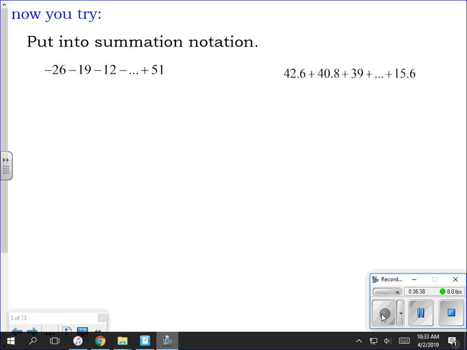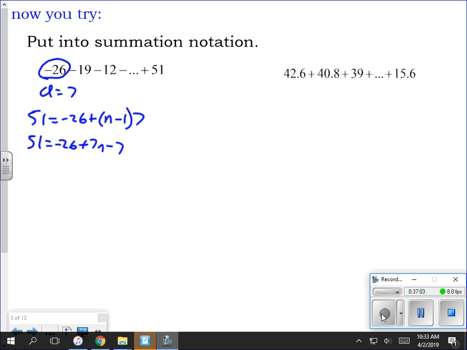So in this one here, once again, our first number is negative 26. Our D is 7, because we're going up by 7 each time. We do have to figure out N. 51 equals negative 26 plus n minus 1 times 7. So 51 equals negative 26 plus 7n minus 7. So let's see, 51 plus 26 plus 7, enter, divide by 7, enter, and you get N equals 12.